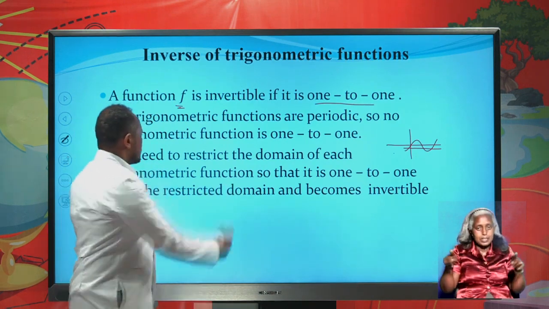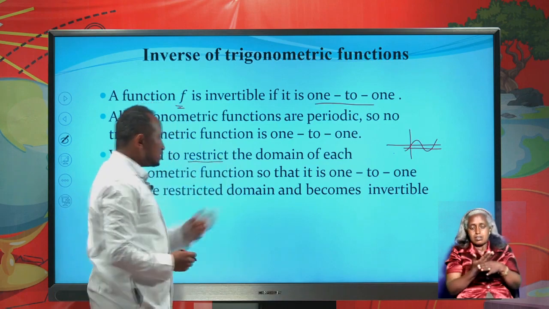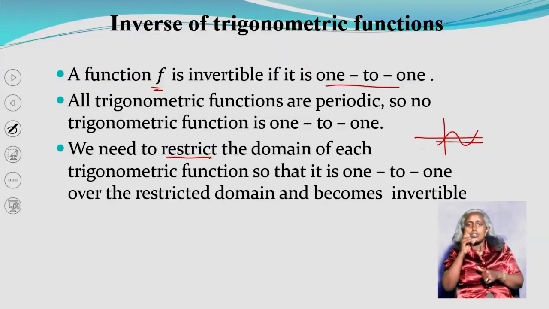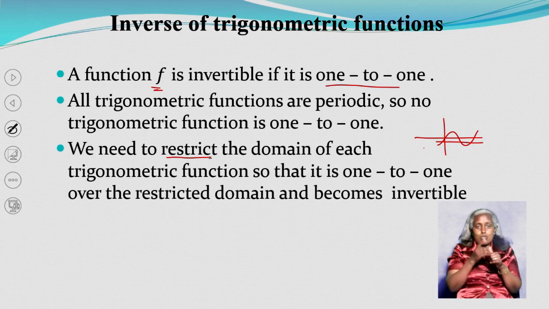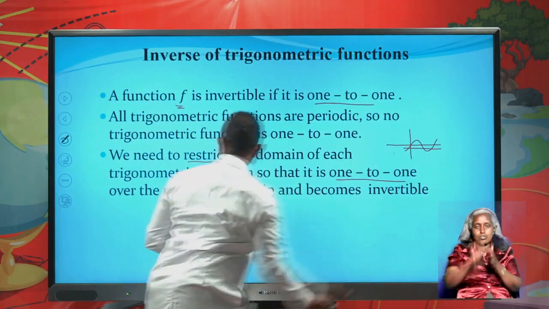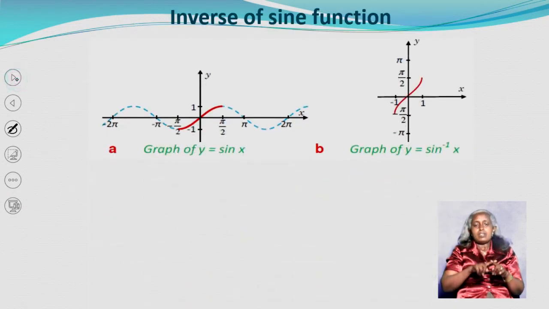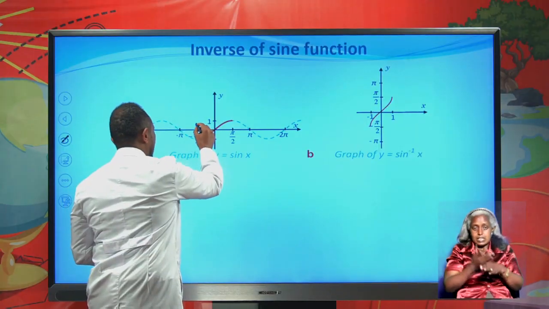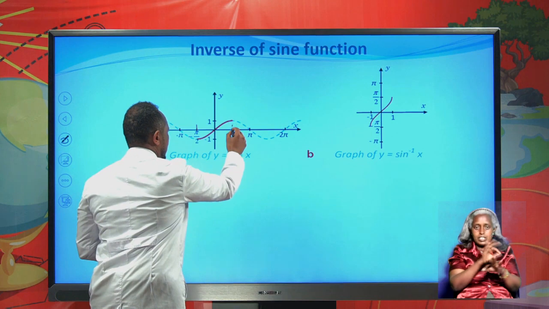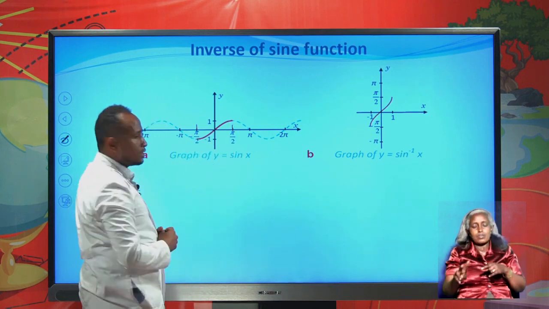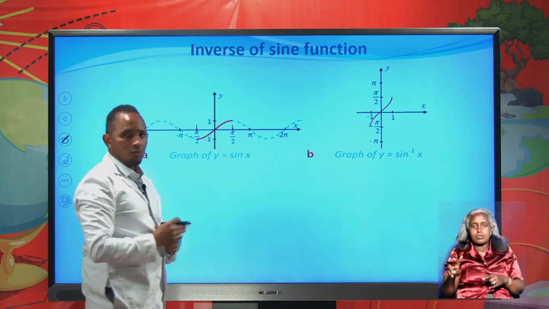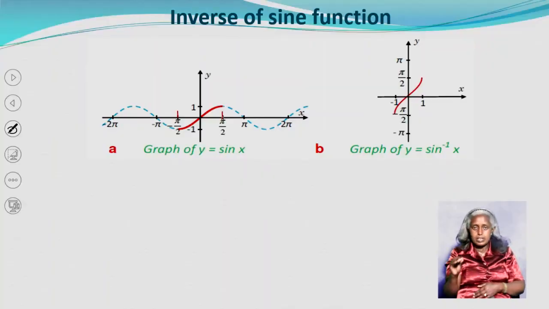But if you restrict the domain of each trigonometric function, it will be 1 to 1. So we need to restrict the domain of each trigonometric function so that it is 1 to 1 over the given domain and it becomes invertible. Now let's start from the inverse of the sine function. If you restrict the graph of sine function from negative pi over 2 up to pi over 2, it will be 1 to 1. And I hope you know how to determine an inverse.